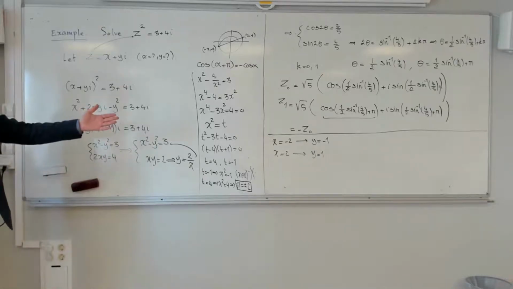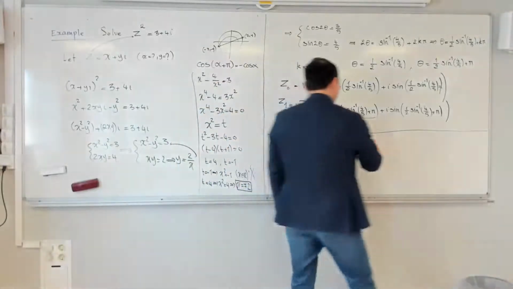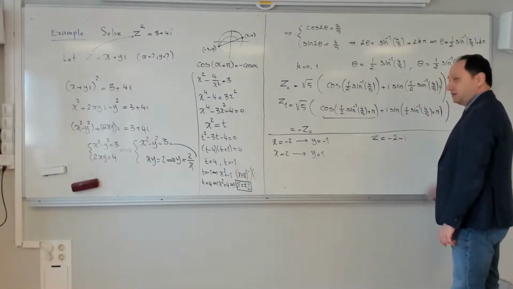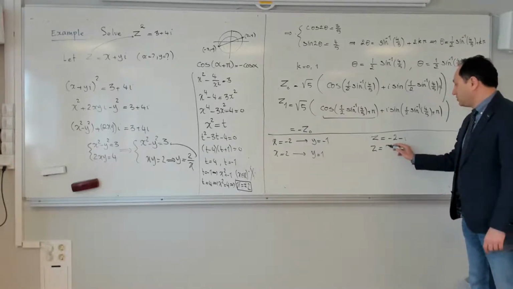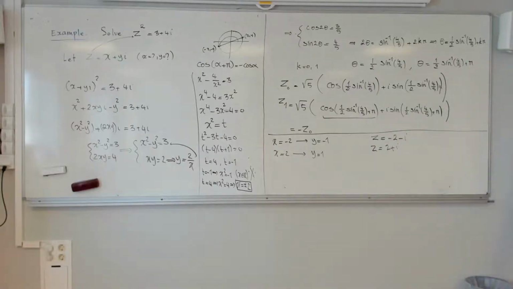This number is so simple, yes? So I got my z actually. So what is z? Z is equal to minus 2 minus i. This is one answer. And the other answer, z is 2 plus i. Do you agree? Okay, so which one do you prefer as the answer? This one or that one?